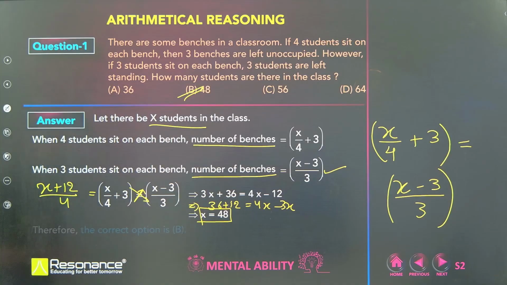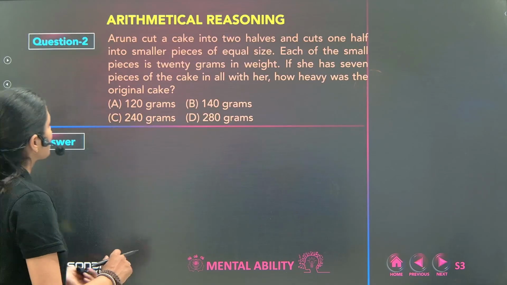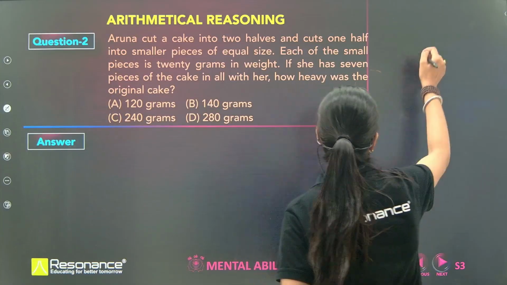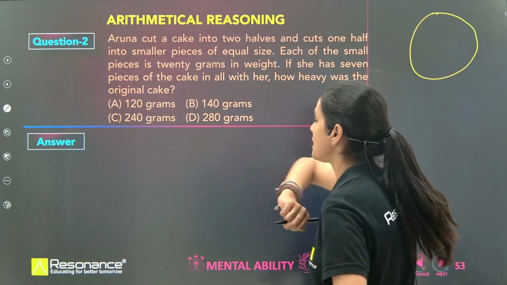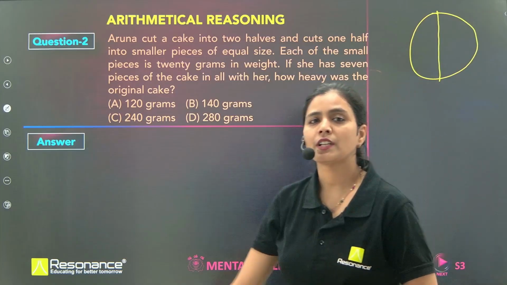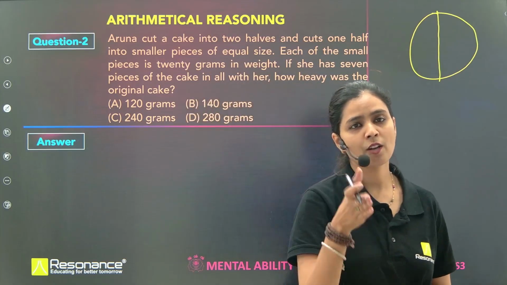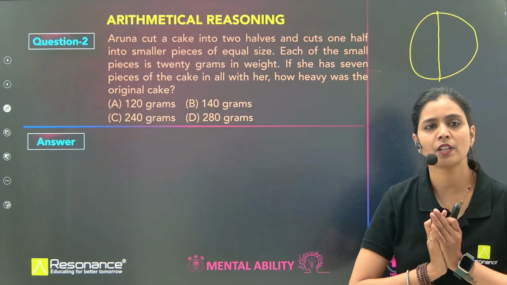Now moving on to the next question. The question is saying, Aruna cut a cake. There is a cake, and Aruna cut it into 2 halves. Aruna is making a cut from the center of the cake, that is the diameter, so she is cutting along the diameter of the cake into 2 equal halves. So there are 2 halves.